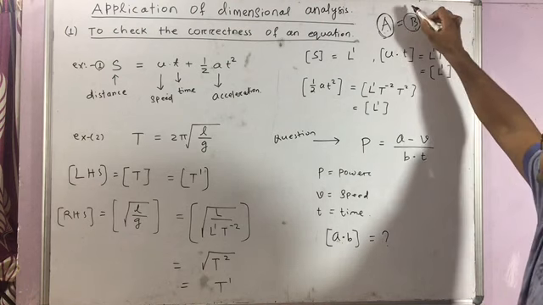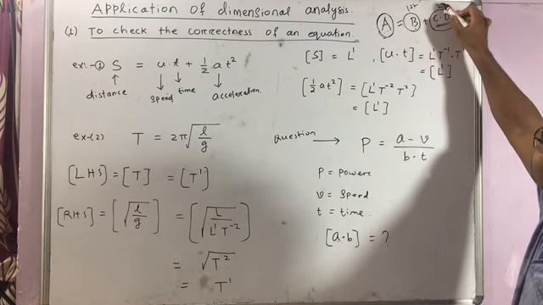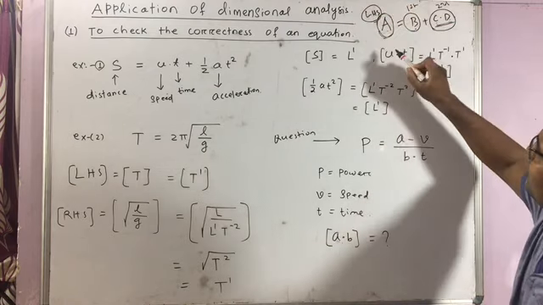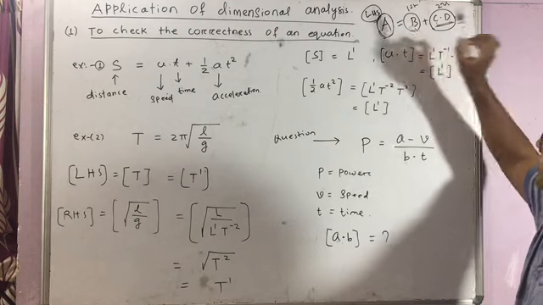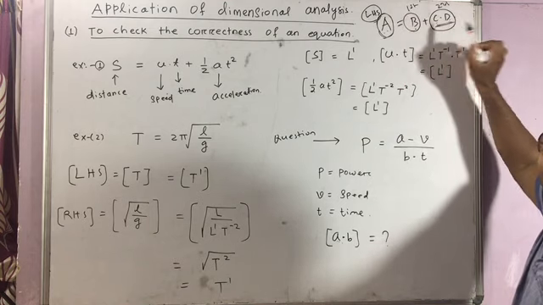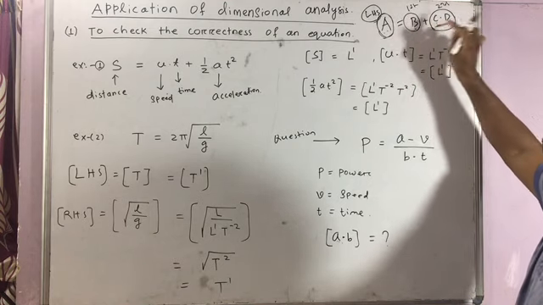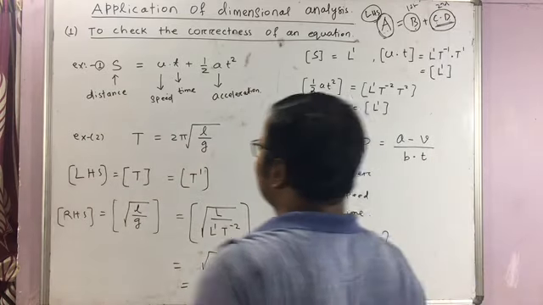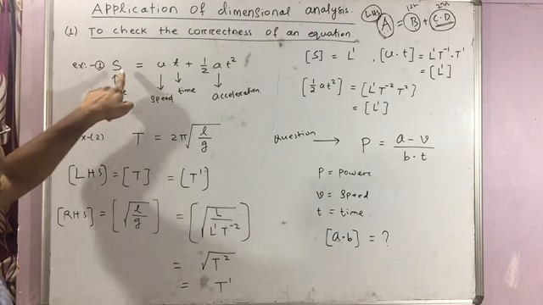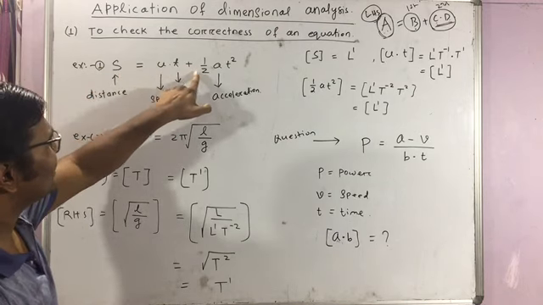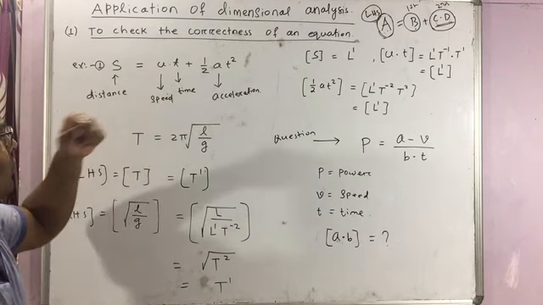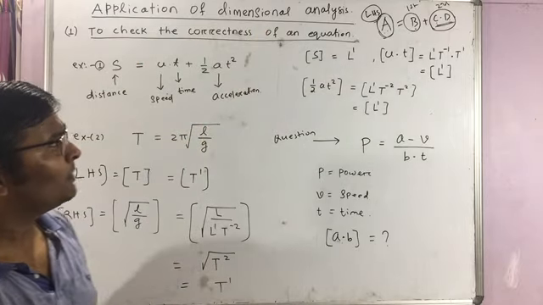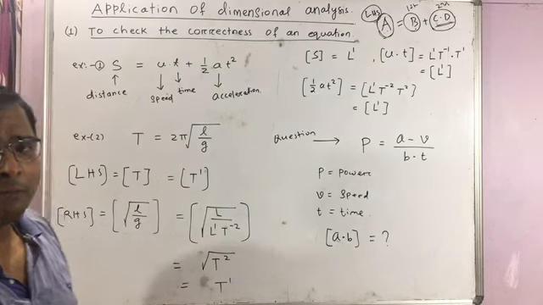Clear? So first term, and let us take it to be second term. So it is your LHS. So the dimension of LHS must be equal to the dimension of each and every term on the RHS. Clear? Let us take two examples here. The first example is S is equal to UT plus half AT square. That is called a fundamental principle.